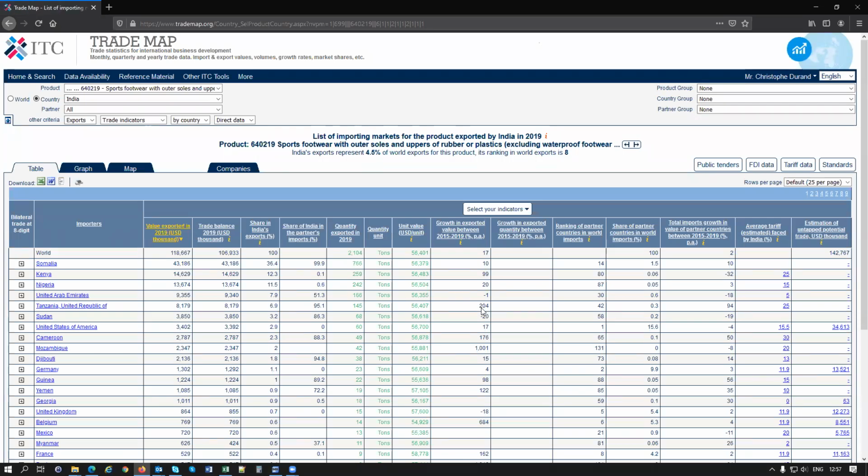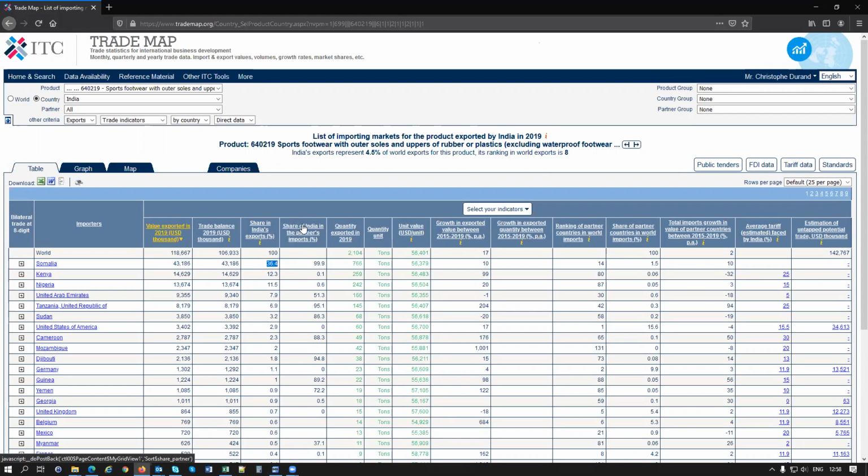So my table is updated. And what we've got here is, once again, the list of the destinations this time where the shoes from India are going to. All right. Now, I see that the case of Somalia is quite interesting. So that's the first client of India for the sports shoes, right? It represents 36% of India's exports. Okay, so basically a bit more than a third of the exports are going to Somalia.